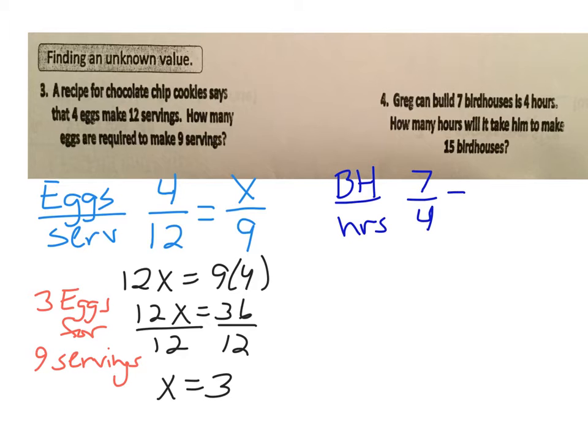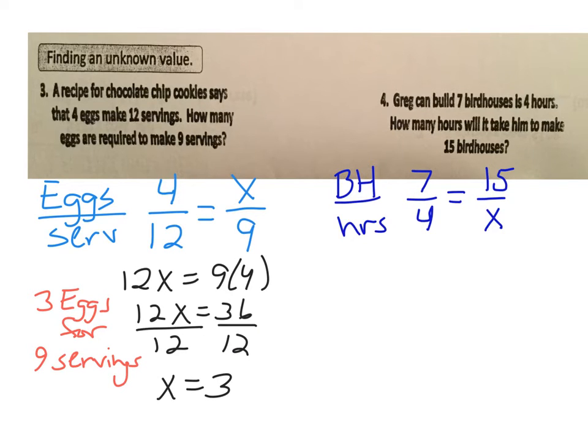Now your question is your second ratio. How many hours, so there's your x, will be for 15 birdhouses? The 15 must be next to the 7 that's comparing birdhouses. So the next step, you could look for that scale factor. 7 times nothing will get you 15, because that's times 2 and get you 14. And you cannot simplify this.